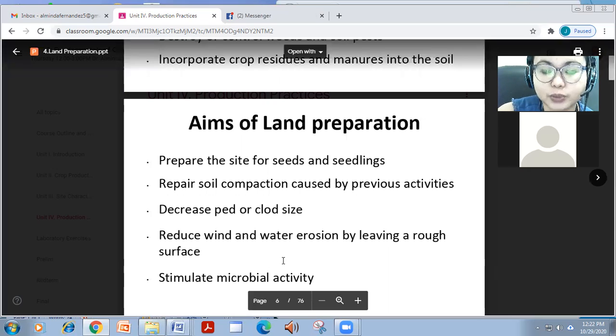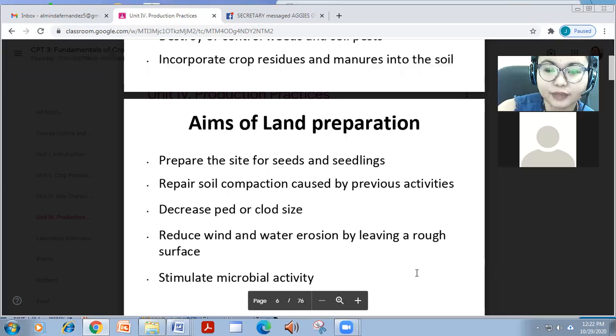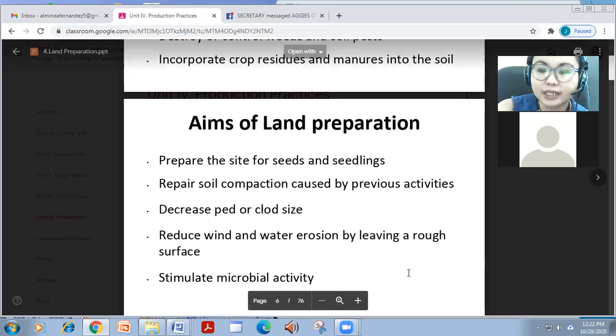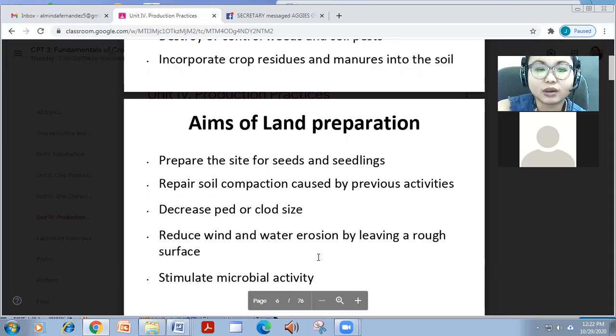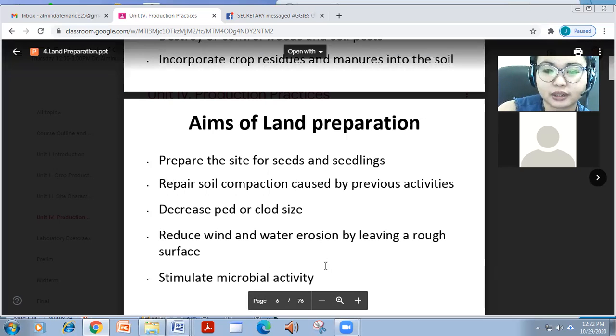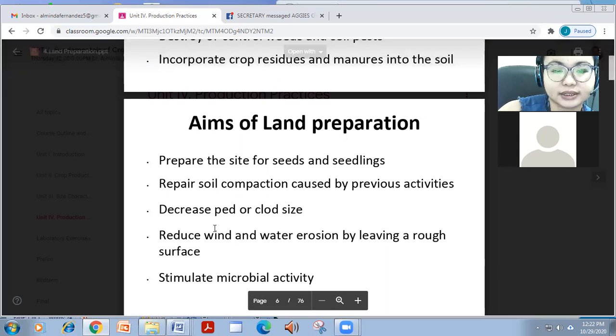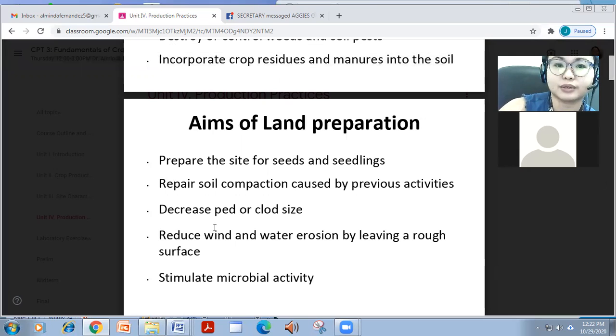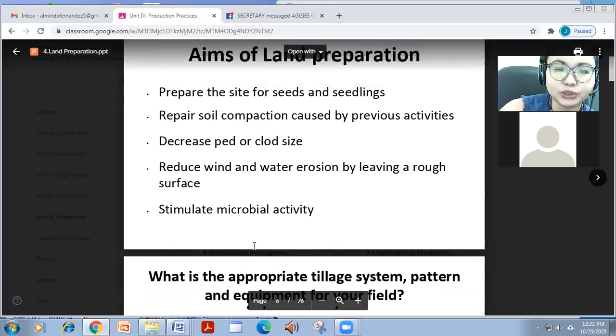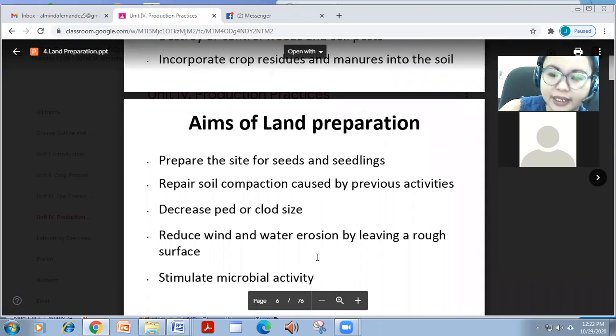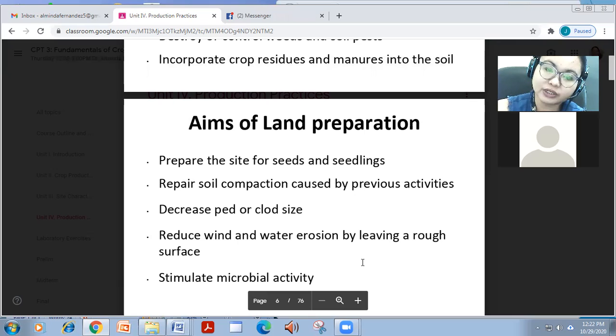And next is to reduce wind and water erosion by leaving a rough surface. So if there's rain or strong wind, tillage operation can also reduce erosion, because of the corrugated surface when you plow the soil. And believe it or not, it also helps stimulate microbial activity, which is very contrasting, because once you till the soil, you also disturb the microorganisms living in the soil.